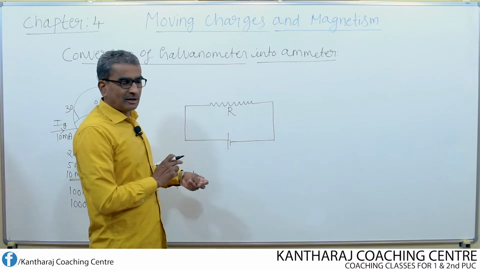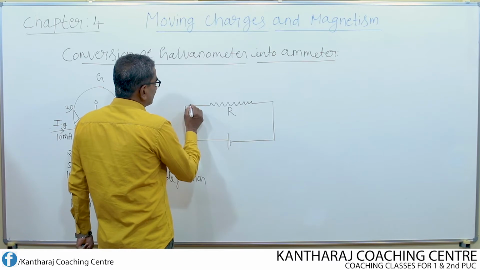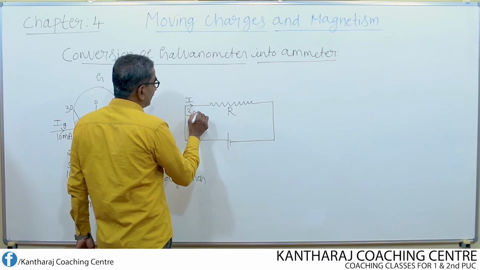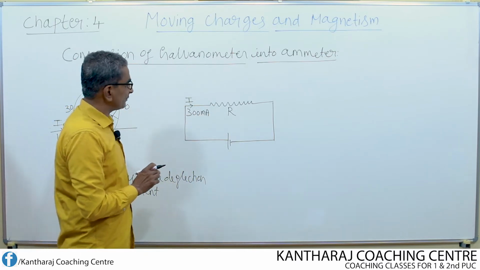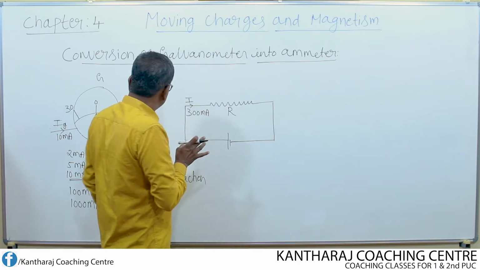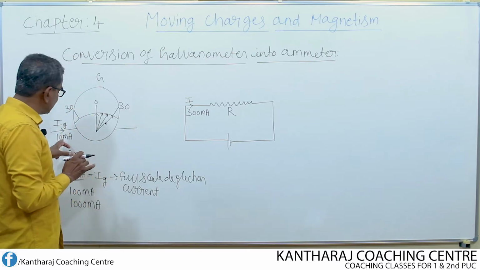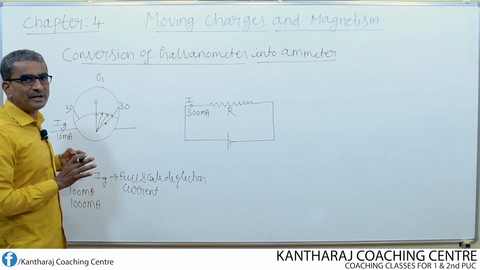It's connected to a cell or a battery. Now, what's the current that flows? I assume this current to be 300 milliamps, some value I assume. Then to measure this amount of current, this galvanometer may not be suitable. Why? This galvanometer is able to measure the current of maximum only 10 milliamps, not beyond that.